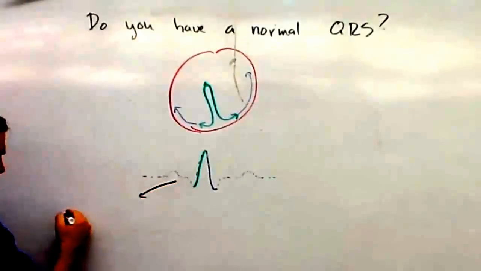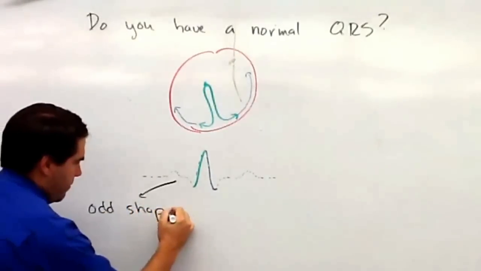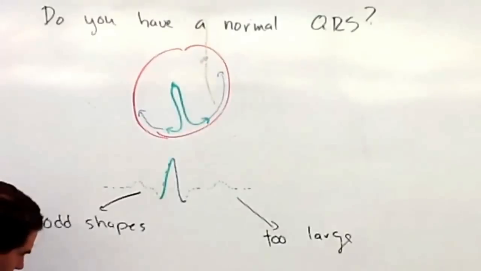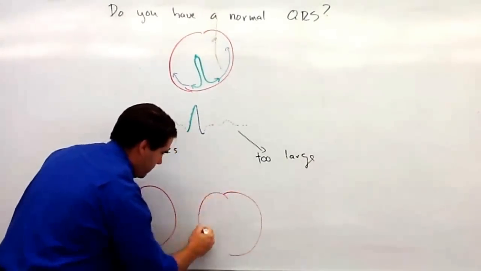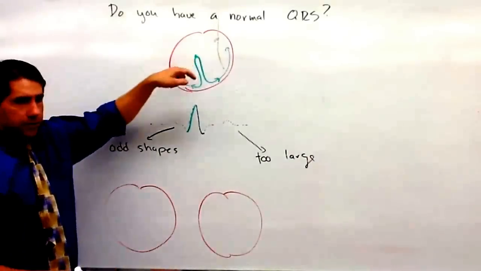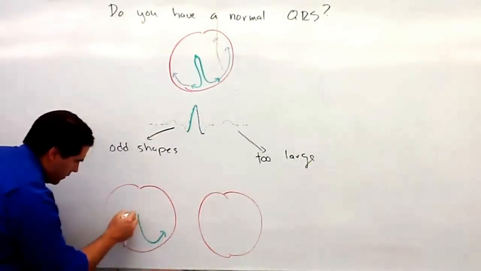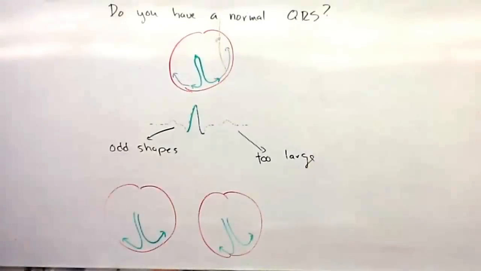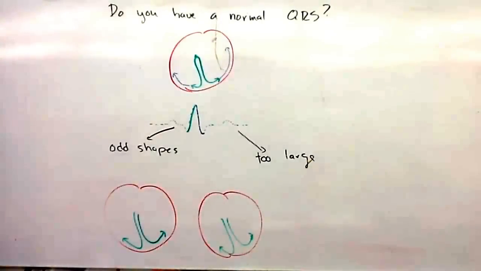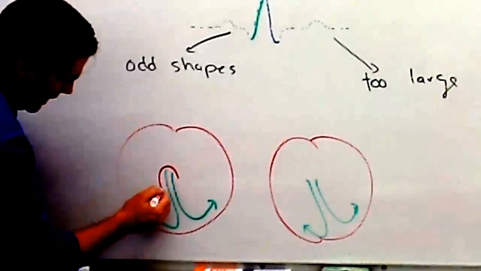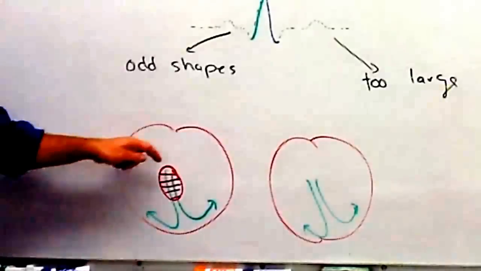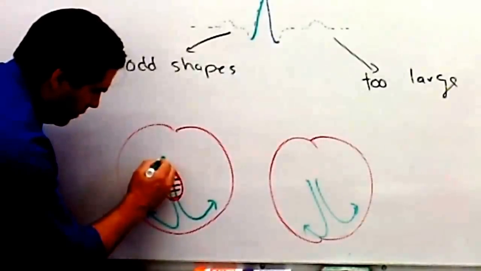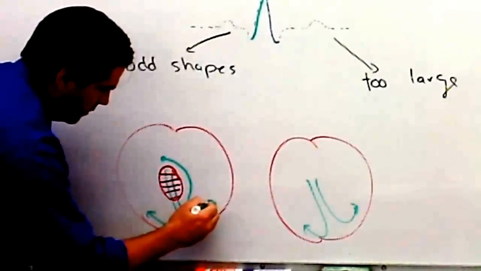Where things can go wrong are odd shapes, or too large. Odd shapes are going to be problems with these bundle branches. Again, the main current comes down in two bundle branches. The inside of the heart might be the last to get blood, and so there can be a problem there. If you have lack of blood flow to the inside of the heart, then that voltage cannot go through there. It has to go around. And so the path will still be found, but you have to go around.